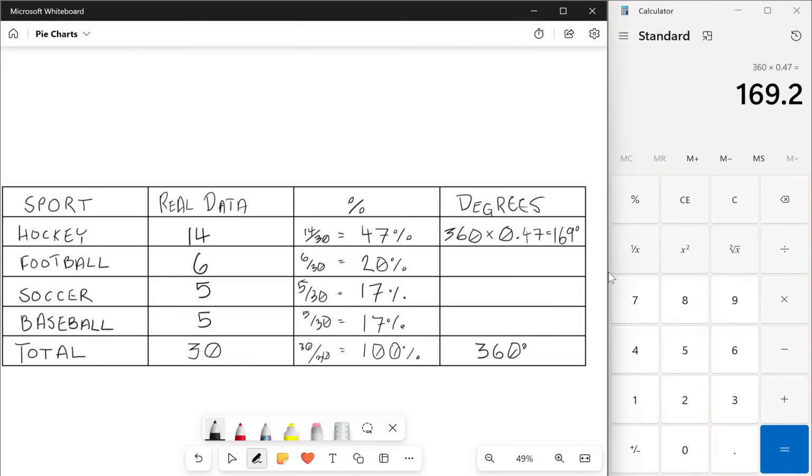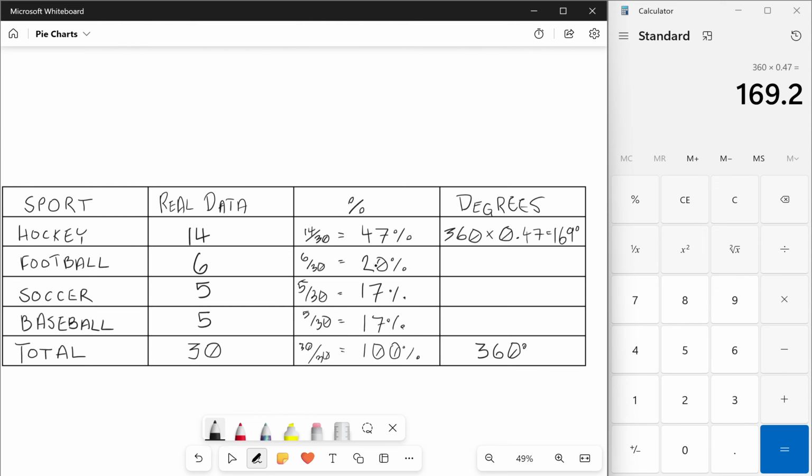I'm going to call it 169 degrees. Now, I've showed all my work here. You don't have to show me that you're doing 360 times 0.47. I'm going to assume that you know how to do that when you're actually filling out your own chart. You can just skip straight to that 169 degrees, just like I'm going to do here.